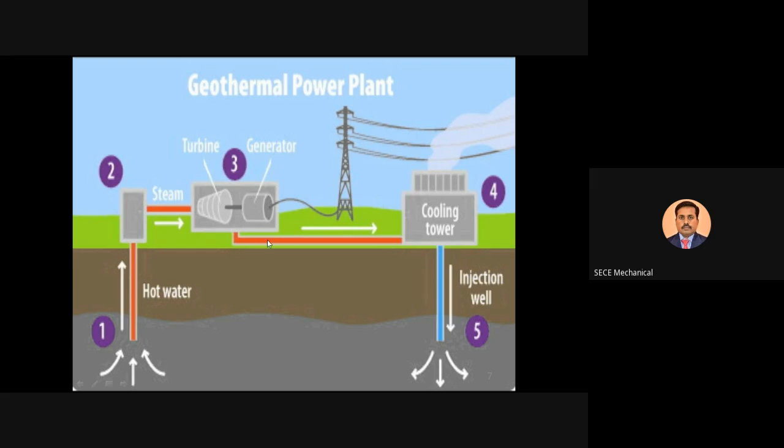Again, the pressure and temperature are reduced, and the steam goes to the cooling tower with the help of cooling water circulation. Again, the low pressure vapor is converted to low pressure water, then it will be injected. Likewise, this cycle is repeated in the plant.